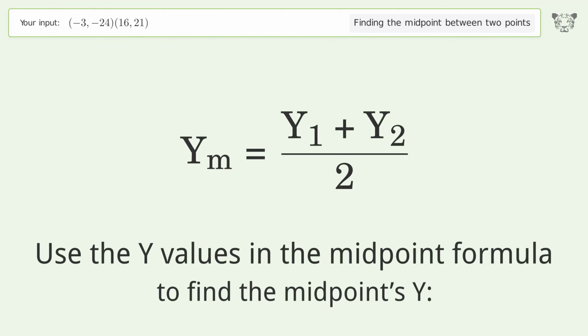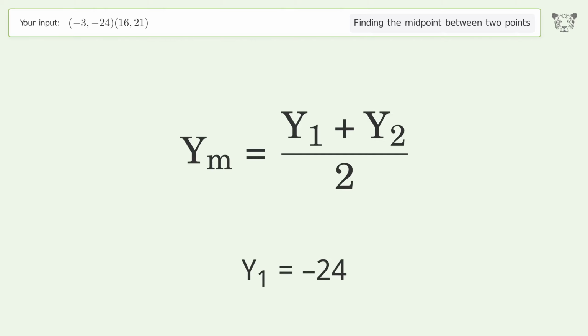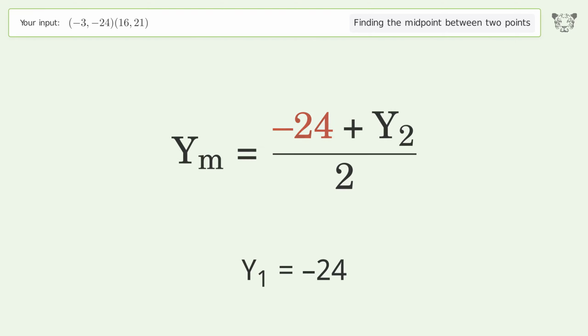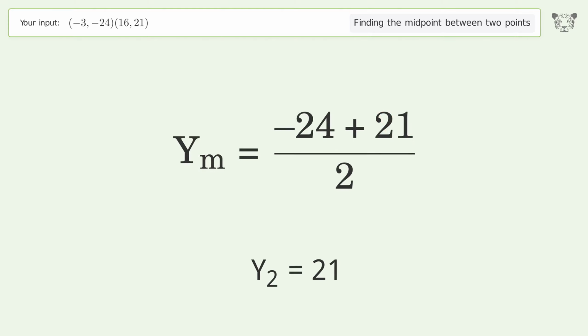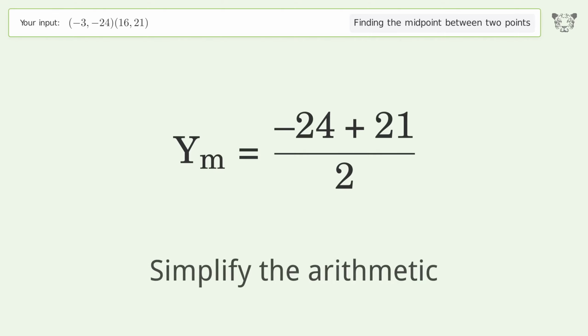Use the y values in the midpoint formula to find the midpoint's y. y1 equals negative 24. y2 equals 21. Simplify the arithmetic.